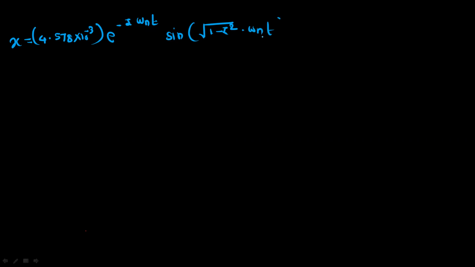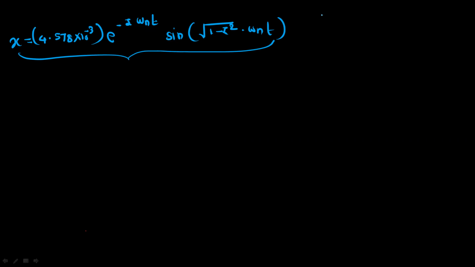So x is equal to the constant d1, which is 4.578 10 to the power minus 3, e raised to minus zeta omega nt, and sine of the square root of 1 minus zeta square into omega nt. Phi 1 is 0. Okay. So this is the exact equation for the displacement with the given boundary conditions.